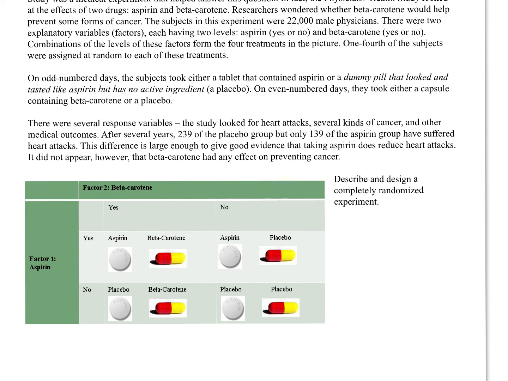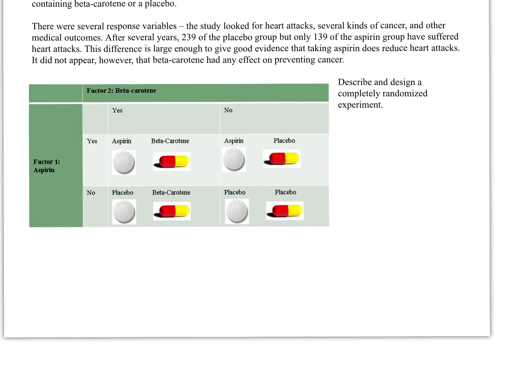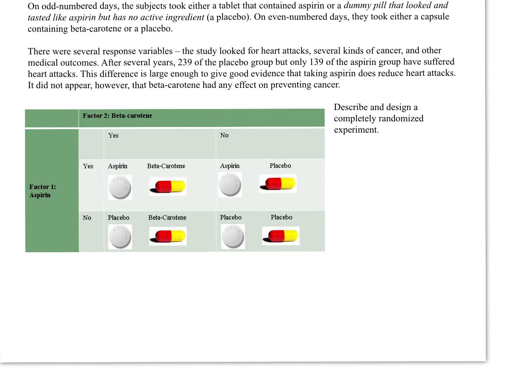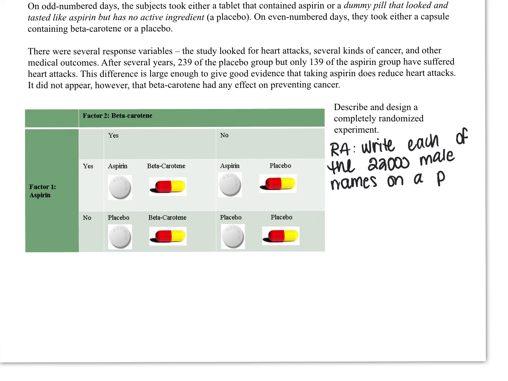So we want to describe and design a completely randomized experiment here. So for our design, we want to have the random assignment. So what we're going to do is write each of the 22,000 male names on a piece of paper.